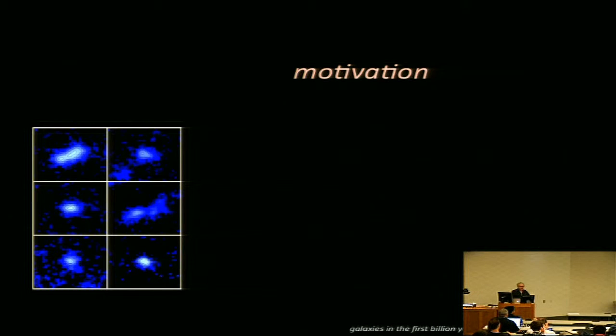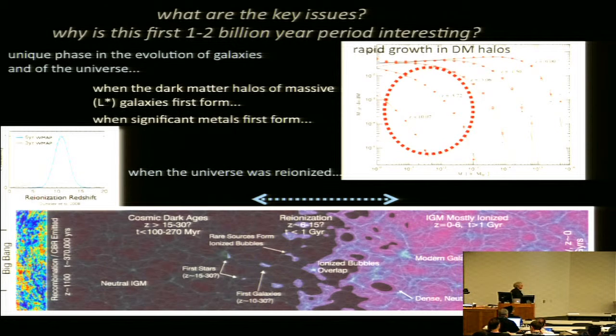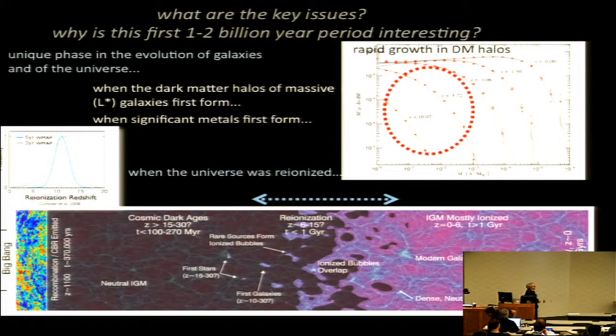So, of course, the first thing to start out is motivation. Why are we doing this? It's pretty obvious, but let me just summarize it for you. So what are the key issues? Why is the first 1 to 2 gigayears particularly interesting? This is such a unique time in the evolution of the universe and of galaxies themselves.